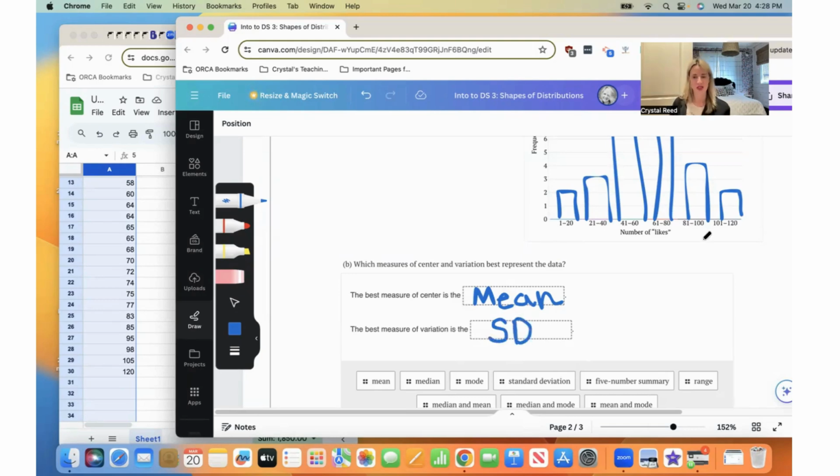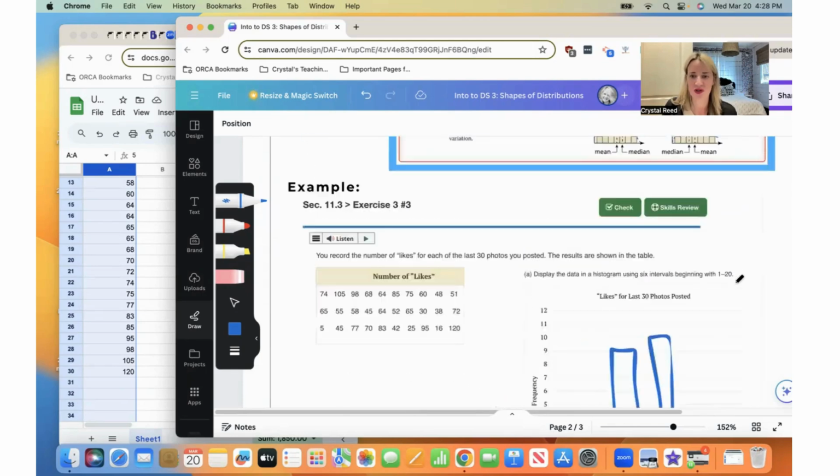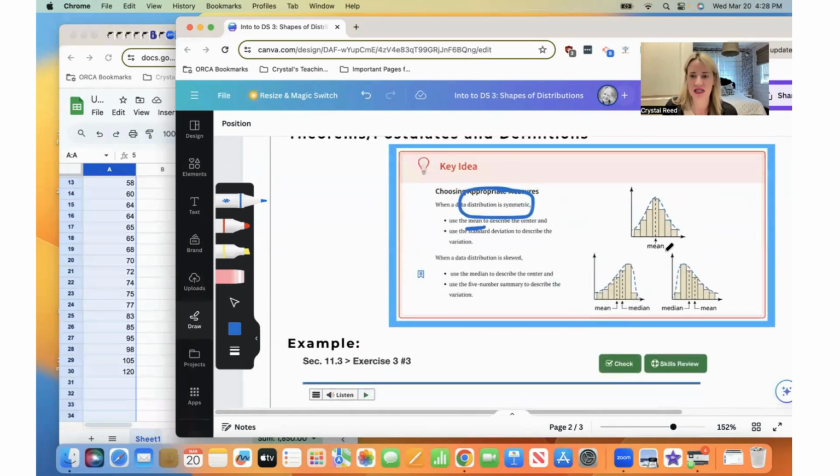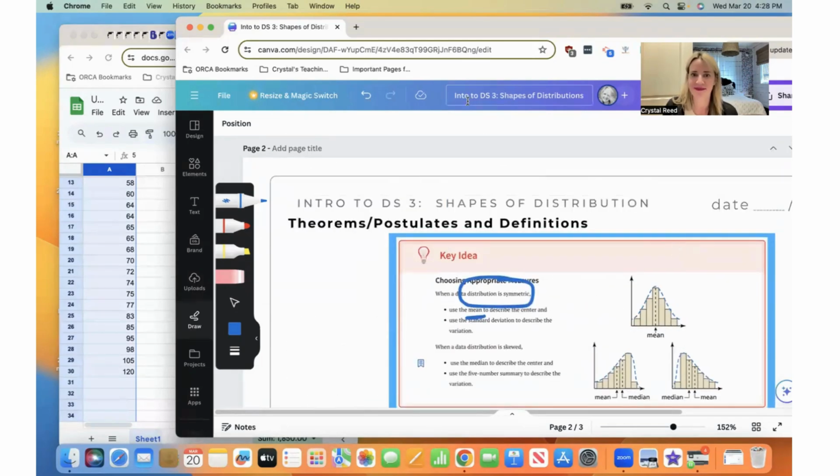Again, graph it, determine if it is symmetric or skewed, and use your chart. Use these little note sheets. They're for you to help you.